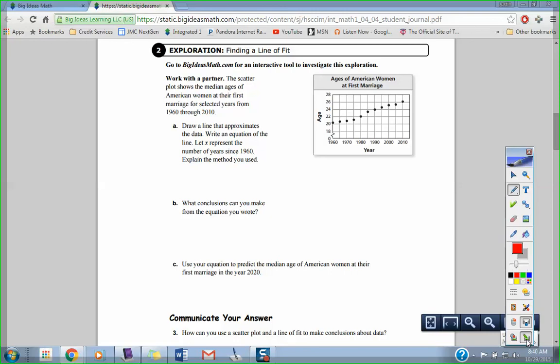So here's what we're going to do. I want to talk about part A here, and I want to make sure we really understand what's going on here. It says draw a line that approximates the data. We want to write an equation of the line that we drew. This last sentence is very important, or next one I should say. It says let x represent the number of what? Number of years since when? 1960.